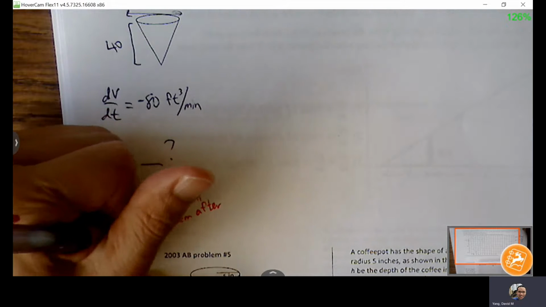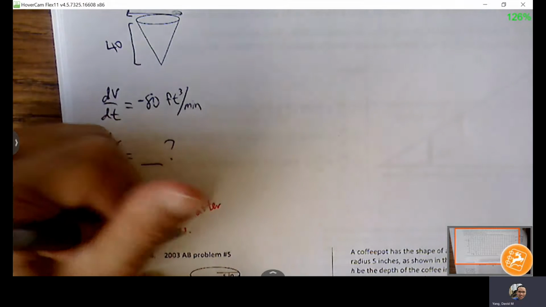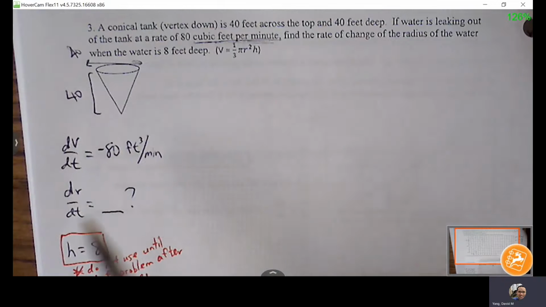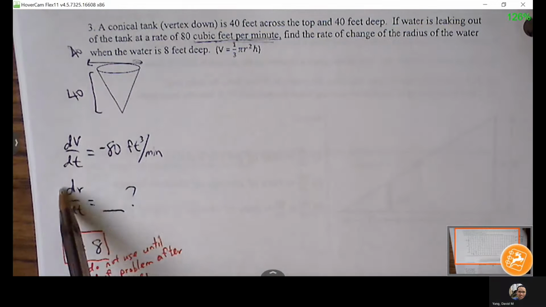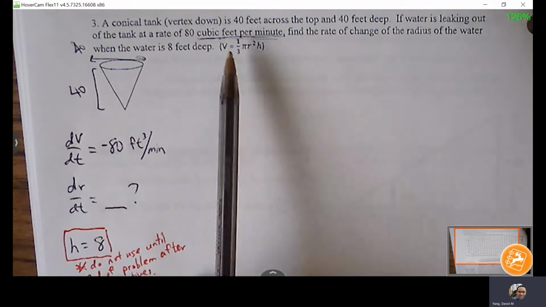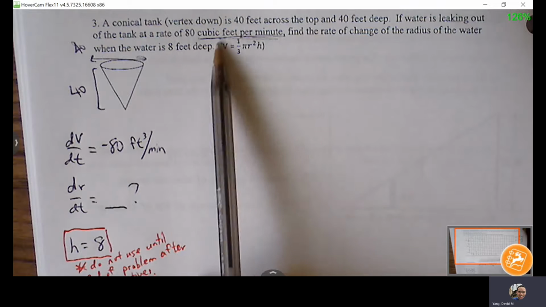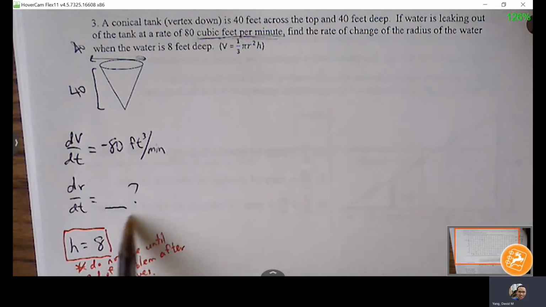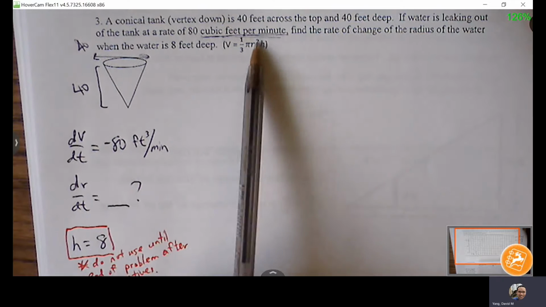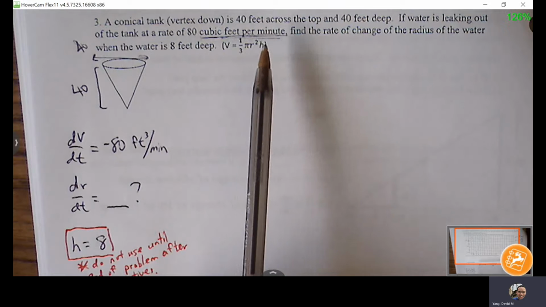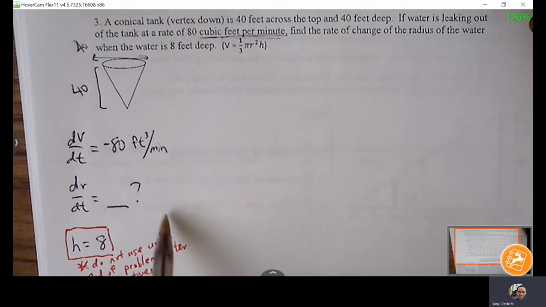Only use this after your derivatives have been found. Okay, so here's the hint. The clue is right here. We're looking for dR/dt, which means that our volume equation will naturally have the ability to produce dR/dt if only r's remain. So that means we want the h's to disappear so we can get our r to show up.